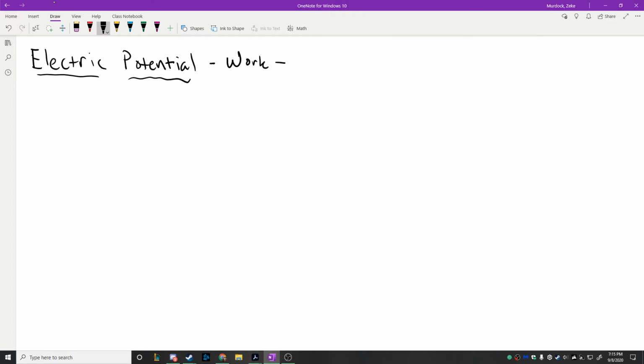We're going to connect work to what's called electric potential energy, and then we're going to connect that to electric potential. That's kind of our plan here: to start with the concept of work being done, connect that to electric potential energy, and then get electric potential. Now, there's a distinction between these two things, and hopefully it'll be clear what it is in a second. So how do we do this?